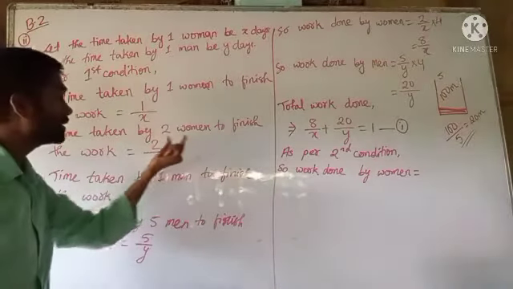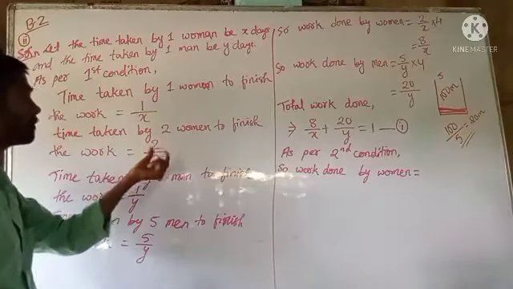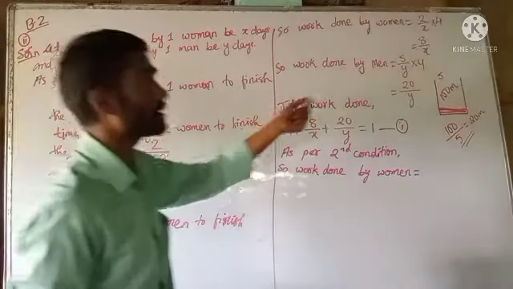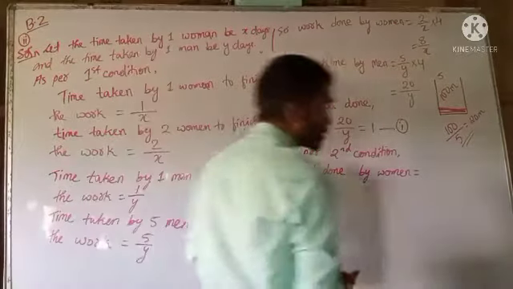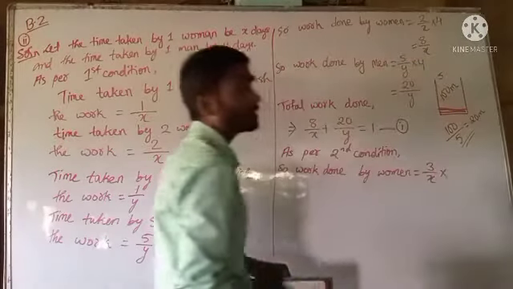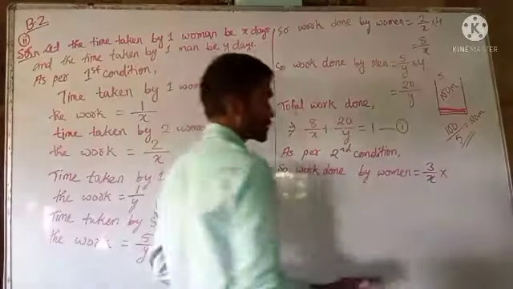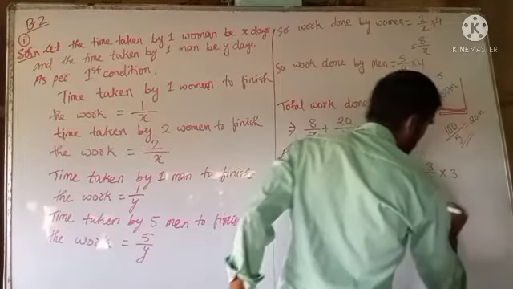That means if 2 women are there, then 2 by x. Then if we are saying for 3 women, then 3 by x. 4 women, then 4 by x. So I am writing directly from here. That is, here it is given for 3 women. So 3 by x into the number of days it takes. That is 3 days. So 3. So we'll get here 9 by x.